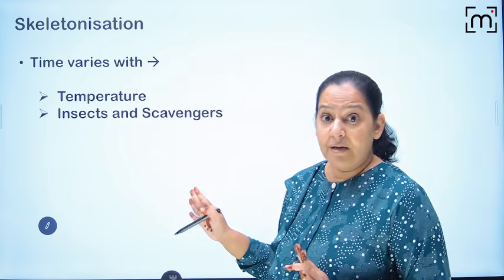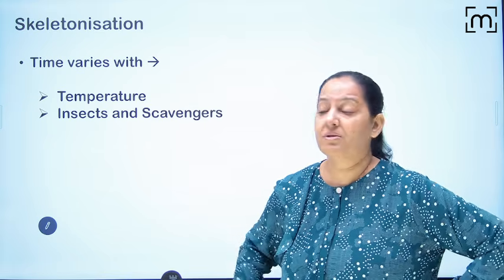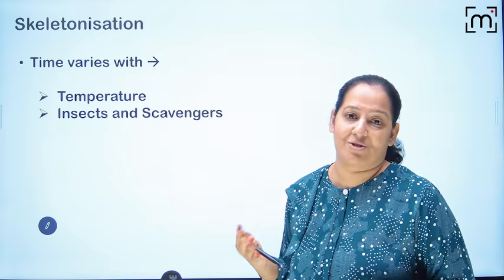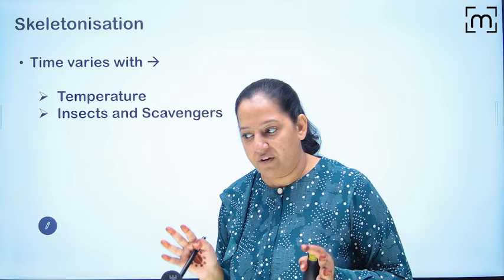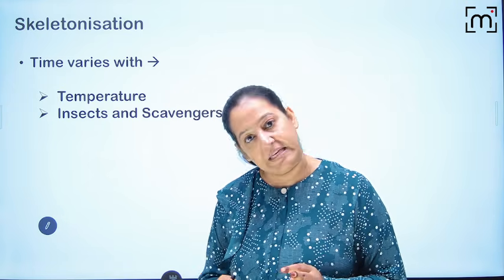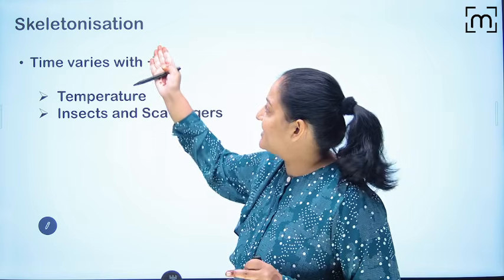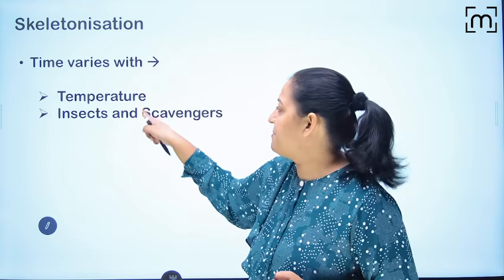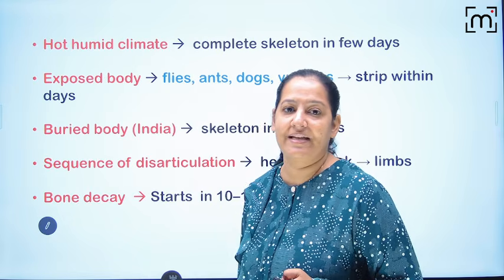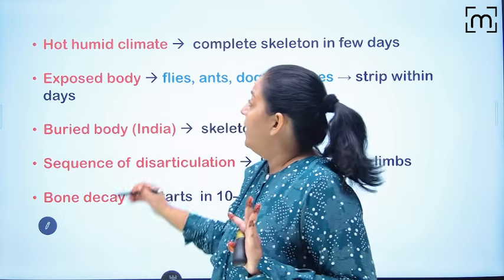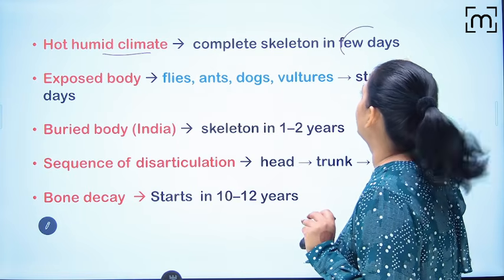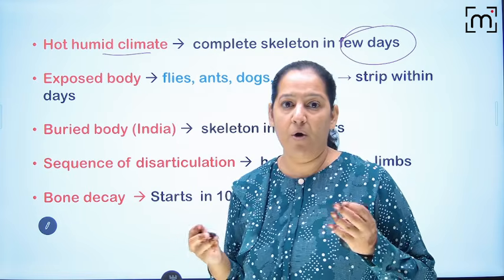So we are done. The last thing in putrefaction is skeletonization. So this was all about soft tissue. The soft tissue is being destroyed. Does putrefaction destroy bones also? Yes. So this is known as skeletonization. It varies with temperature and insects. Now listen. If a hot, humid climate is there, complete skeleton in a few days. But dead bodies are not kept in hot, humid climate.